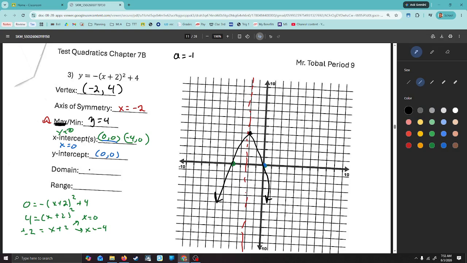All right, your domain is all real numbers. Your range, y is less than or equal to, because it's facing down. So y is less than or equal to 4.